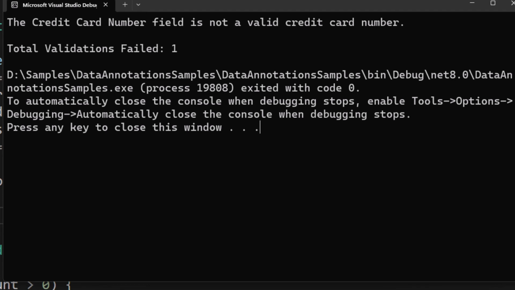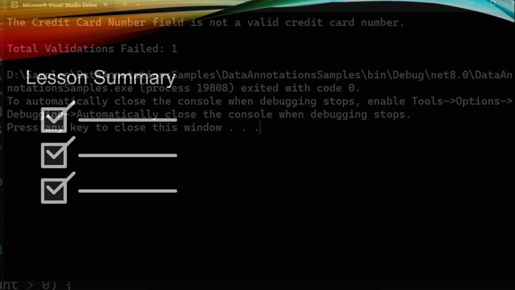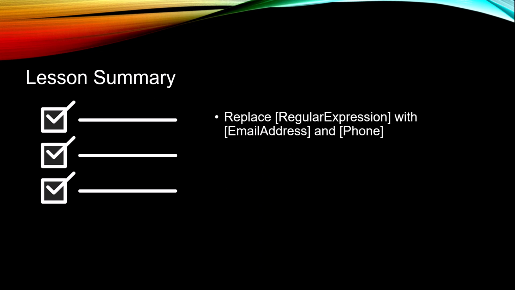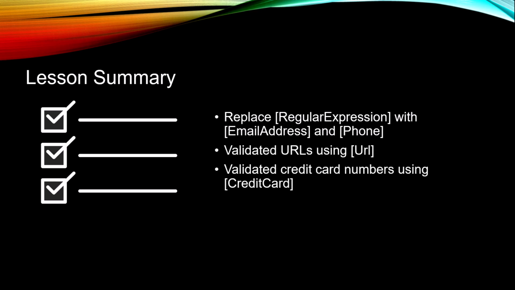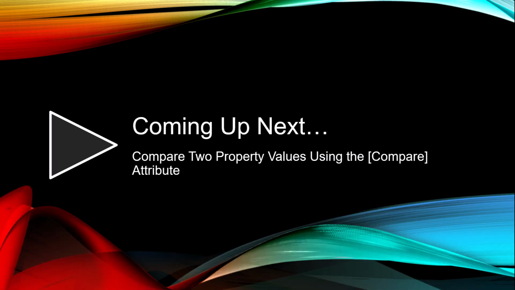So in this lesson, we saw that we can replace the regular expression with email address and phone. We also validated URLs using the URL attribute, and we validated credit card numbers using CreditCard. Coming up next, compare two property values using the compare attribute.